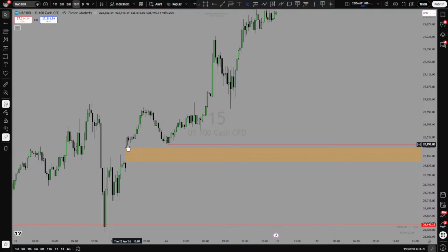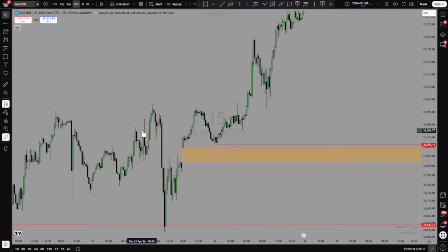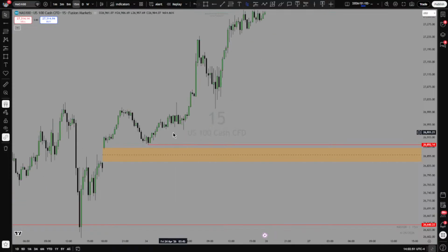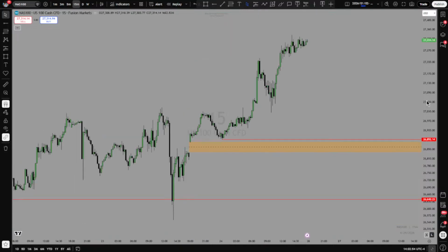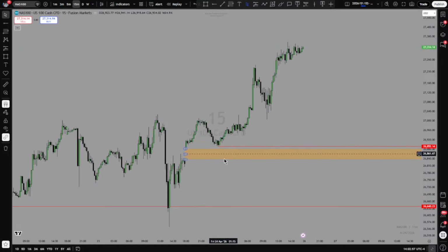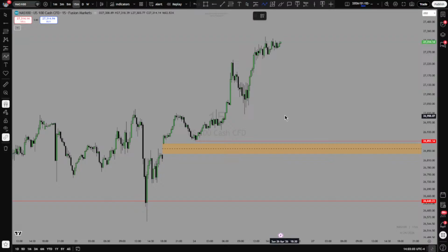Which one is this? So this is a new day opening gap. So it's valid for 5 days. After 5 days, it's not gonna be valid. But why do I think it's gonna be valid for 5 days?